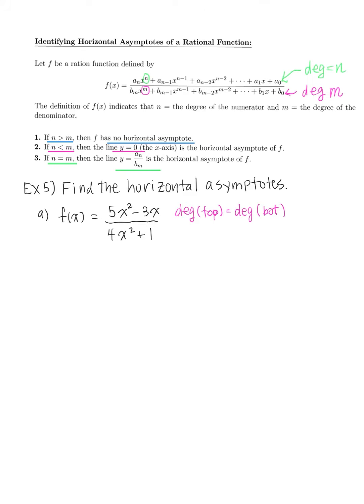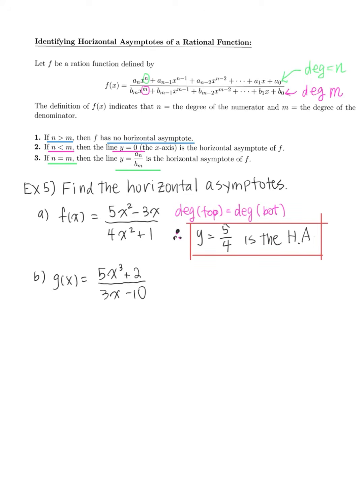The BOT means bottom. So in this case, y equals the leading coefficient ratio is going to be the horizontal asymptote. So here, therefore, y equals 5 over 4 is the horizontal asymptote.